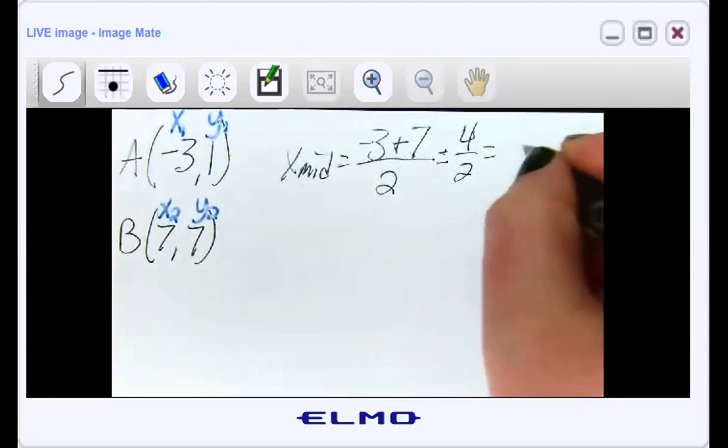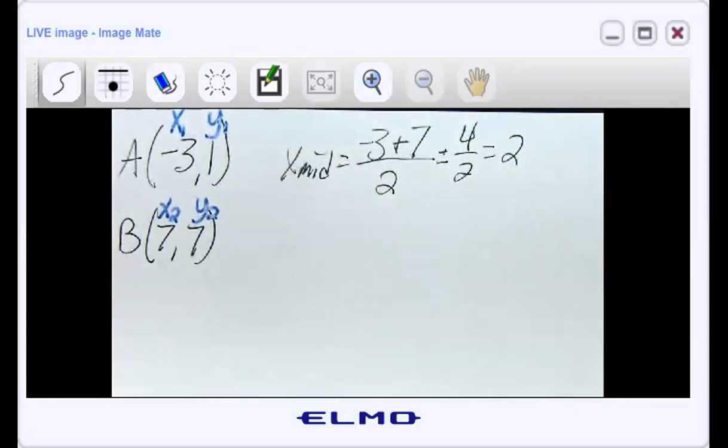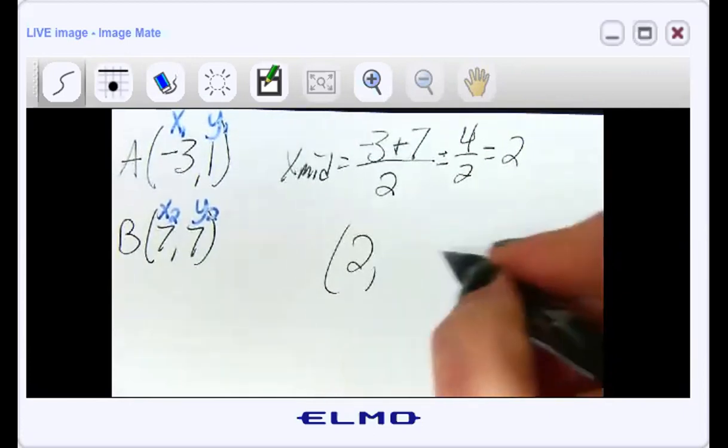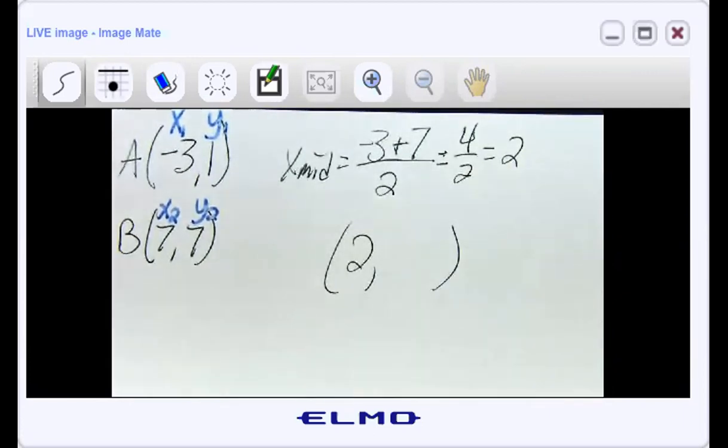4 divided by 2, that's weird. We got 2 again. It's obviously not always going to be 2, but it just so happened that way this time. So anyway, there's my x coordinate. So I know it's going to be at 2 comma something. I just don't know what the something is yet. Well, let's figure it out.